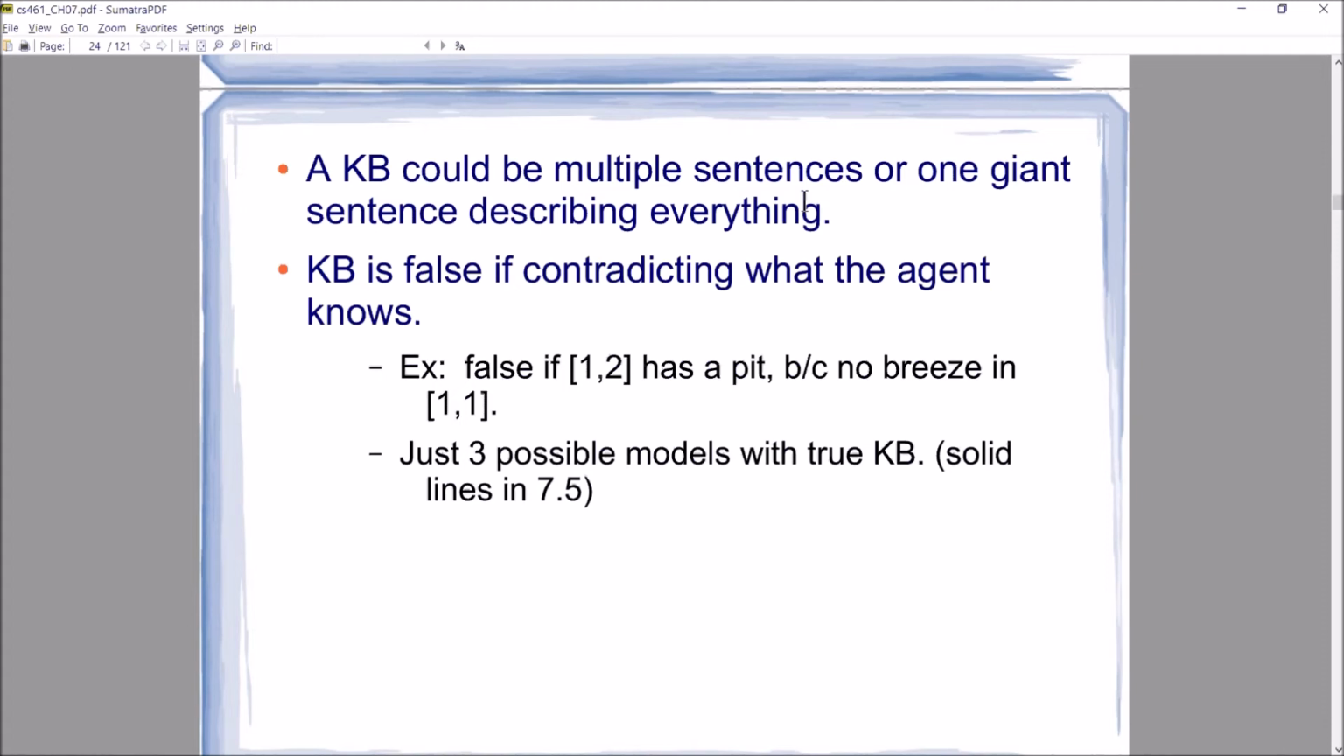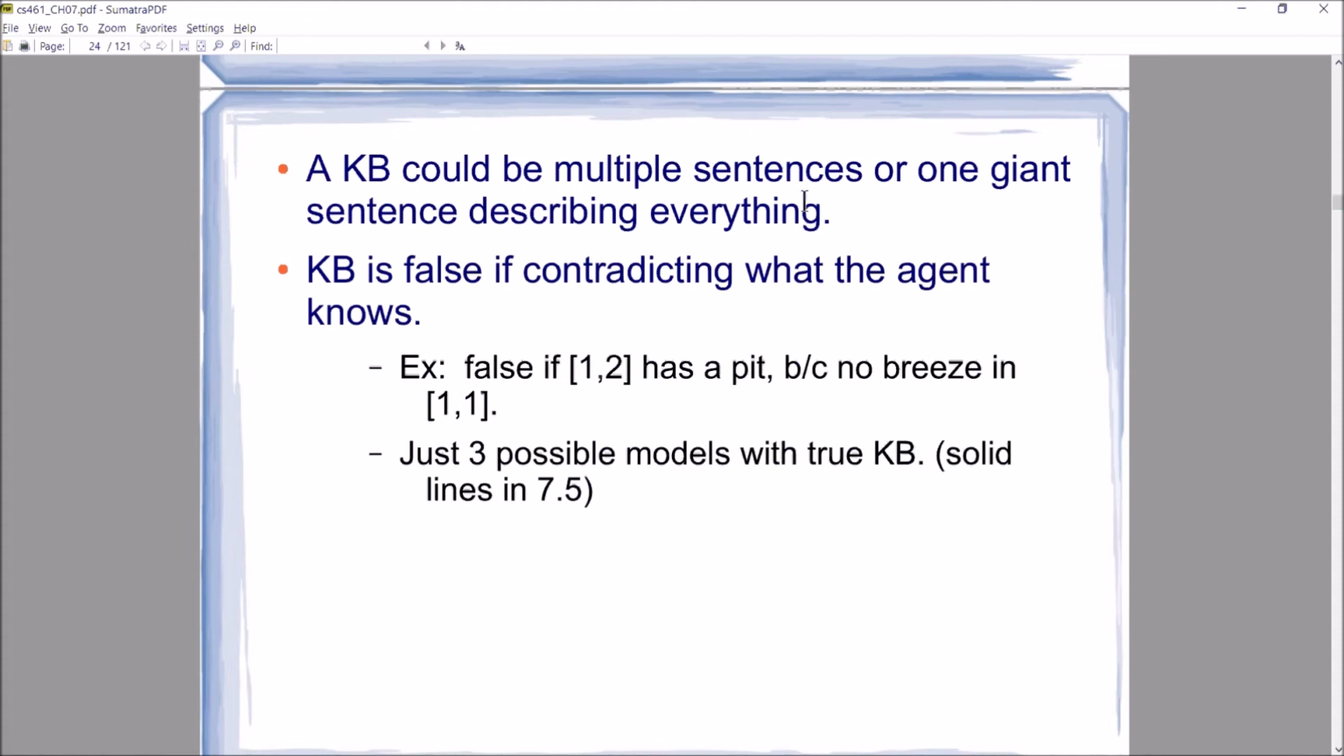Or instead of having those three sentences, the knowledge base could be one giant sentence describing everything that could possibly be. So instead of having three separate sentences, we could have one sentence that says Hanks and Martinez, and you're watching this video, and CSUEB is in Hayward. Okay, so you could construct your knowledge base in multiple ways.